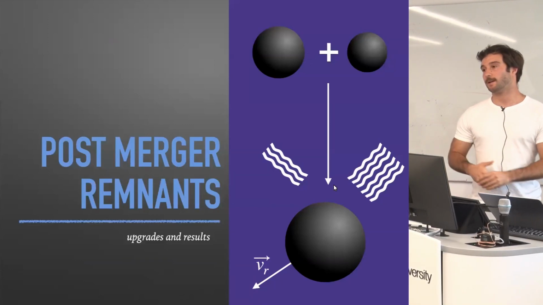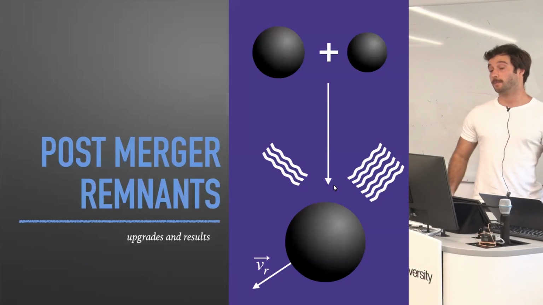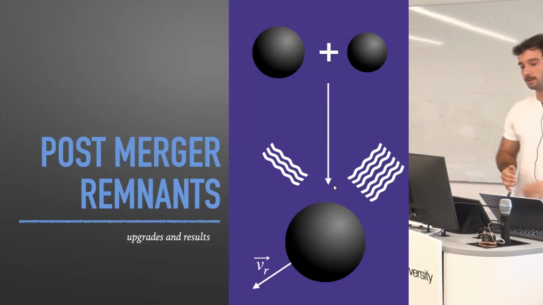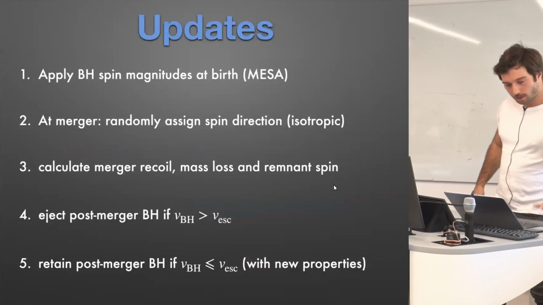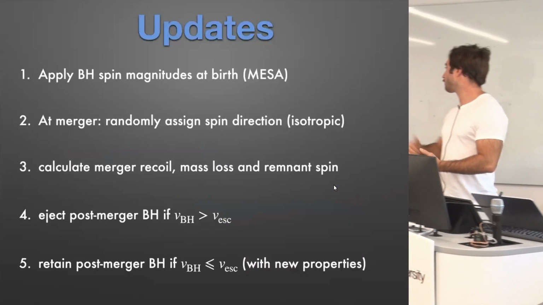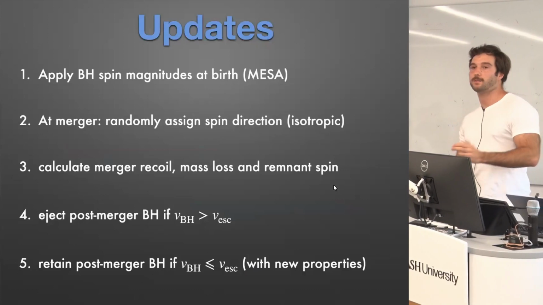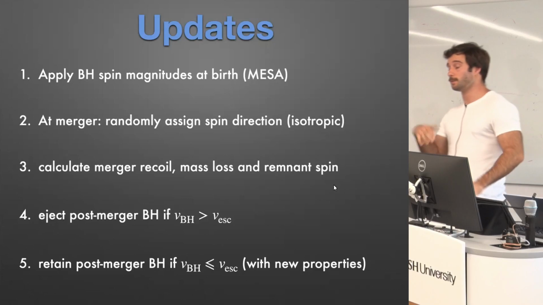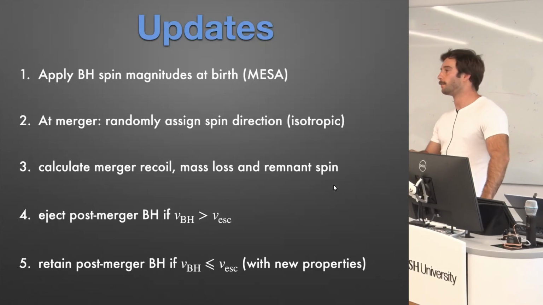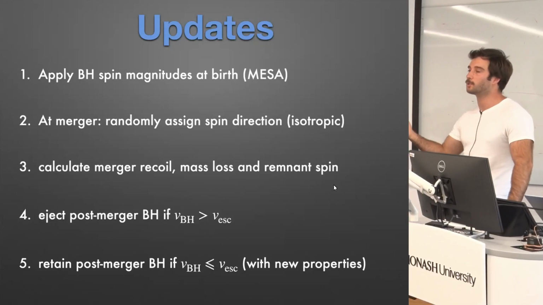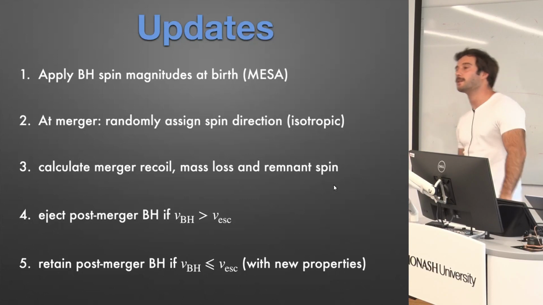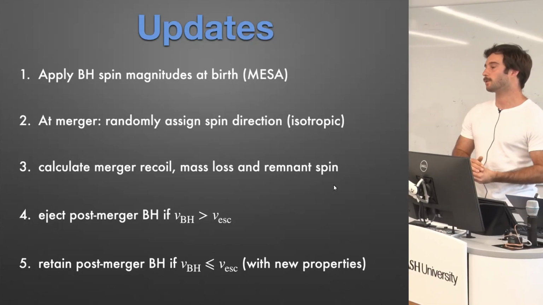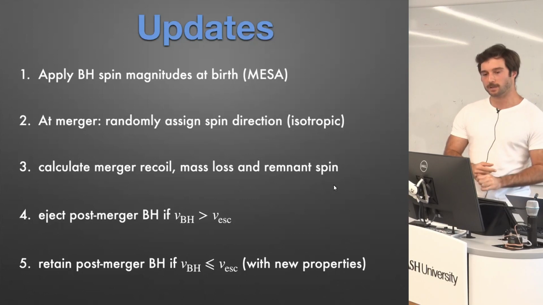Now, as I said, I've implemented them into NBODY 6, so I'll just talk about that and give you some brief results. Basically, here's the recipe that I've got in my version of NBODY 6. First, when a black hole is born, I assign it some natal spin, if you will. And this is based off a fitting formula that was derived through MESA simulations.